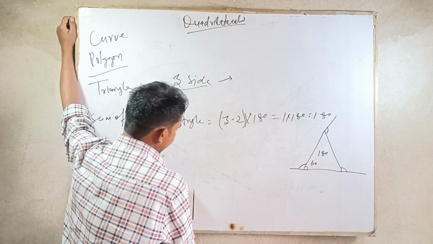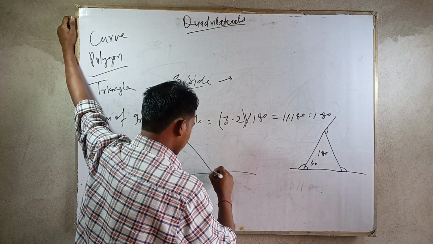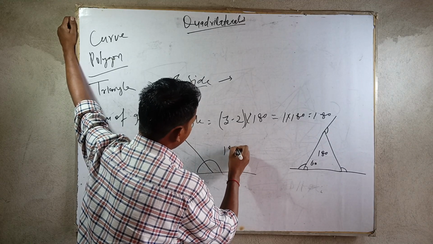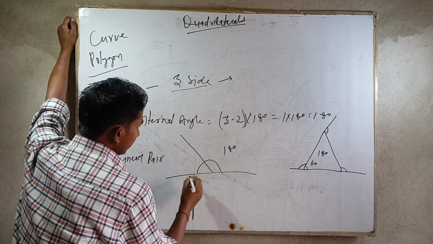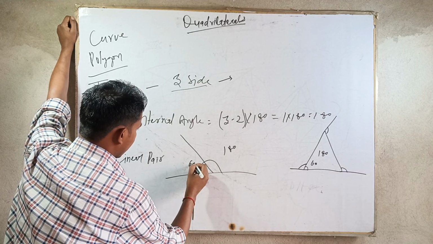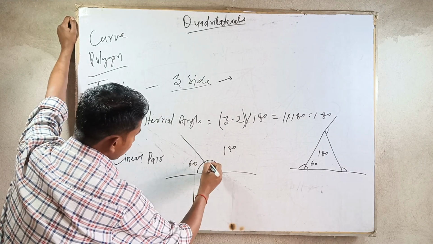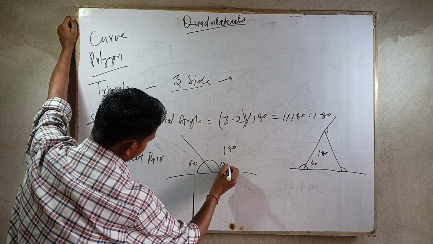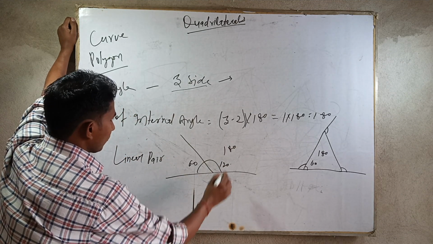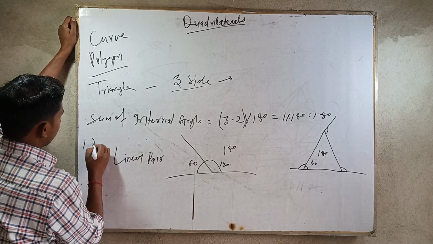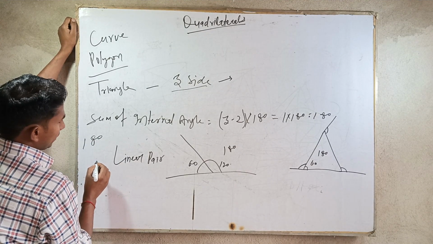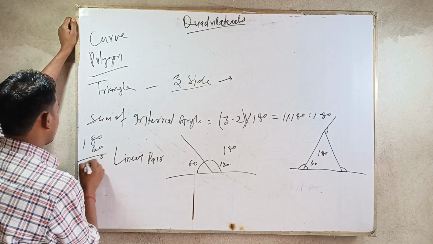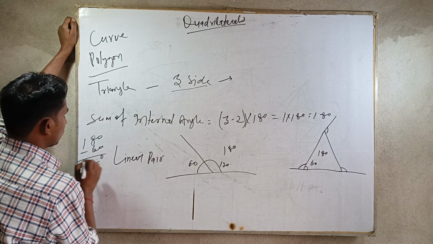Linear pair: as a linear pair, its value is always 180. The sum of a linear pair equals 180. If this one is given as 60 degrees, then what is the value of this angle? Its value is 120, because if I subtract 180 minus 60 degrees, then surely it will be 120.